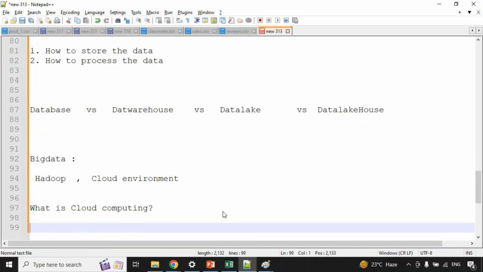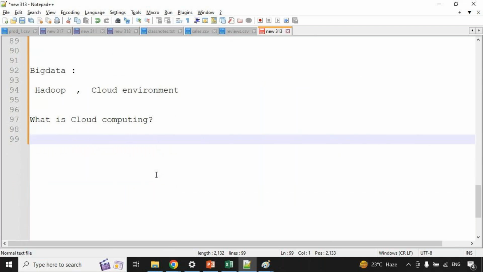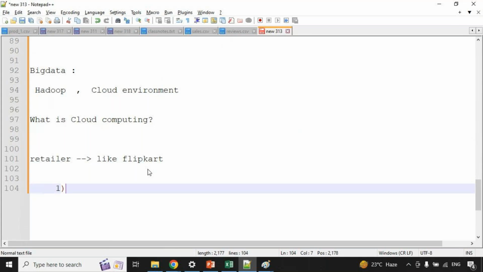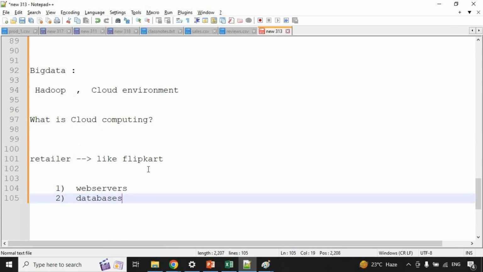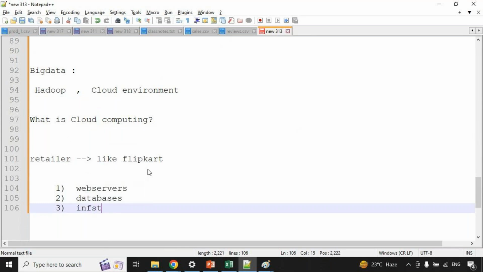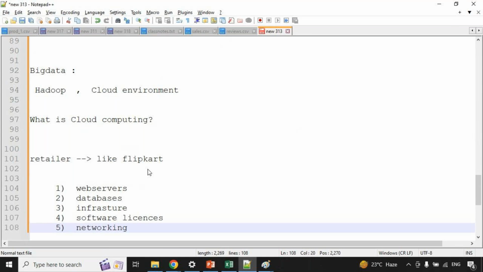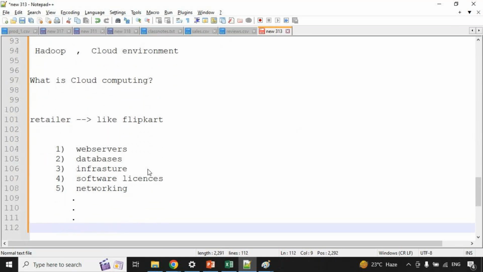What is cloud computing? Forget about your database for now. Suppose I am going to start a new business, a new retailer like Flipkart. I want to start a new company. As this is a business, I have to maintain the web servers and the website. I have to purchase some databases, maintain the office infrastructure, purchase some software licenses, and do some networking. I have to spend on multiple things, and everything I have to maintain on my own.